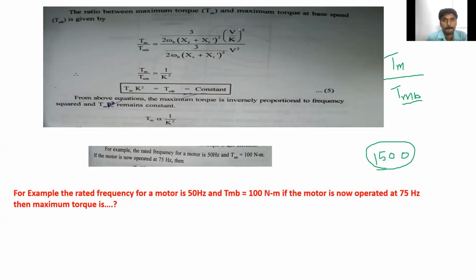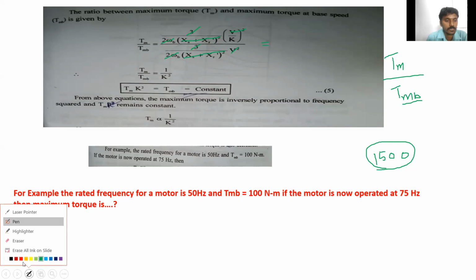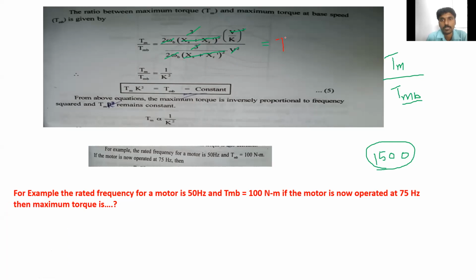यहाँ पर क्या हो जाएगा? V square will be cancelled. 3 will be cancelled. 2 omega b will be cancelled. (Xs plus Xr dash) whole square is cancelled. So remaining term कौन सा है? Which term is remaining from this equation? Tmb is equal to 1 by k square. सभी कैंसिल हो गए तो ओनली k टर्म इज रिमेनिंग. तो Tm by Tmb is equal to 1 by k square.